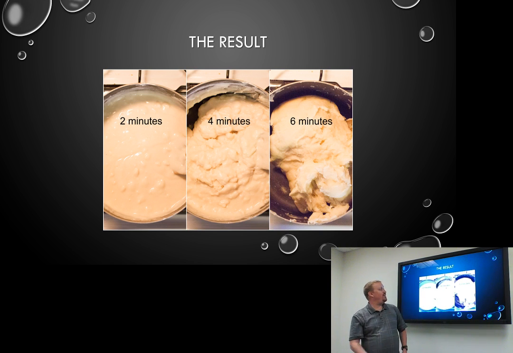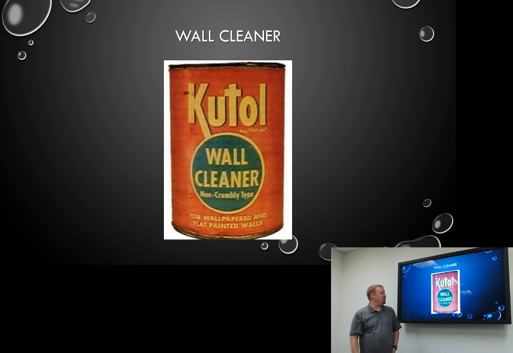And so sure enough, they go to market and they call this stuff the Catal wall cleaner, non-crumbly type. Great solution. It's off the charts. Everybody's buying this stuff up. They can't keep it on the shelf. So Catal is back in fashion. They've got a great company and everything's going fantastic for them.